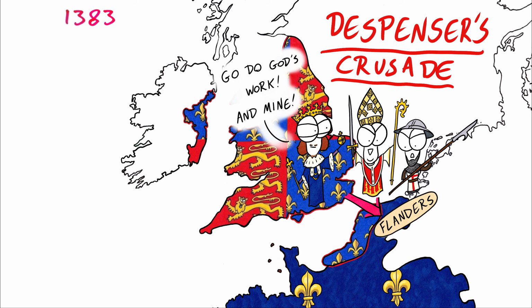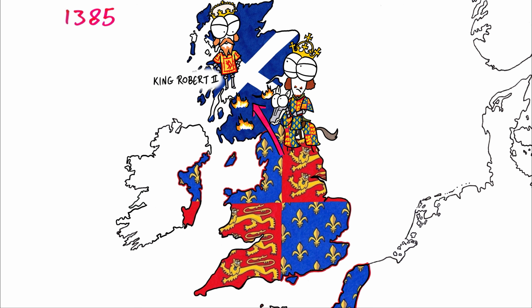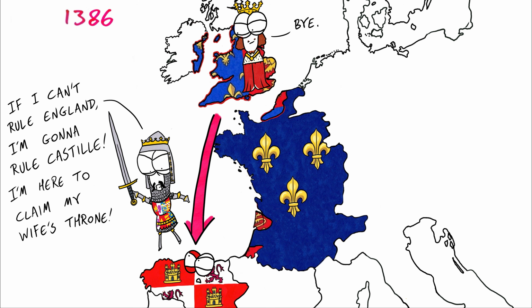Richard sent a crusade force to take Flanders, and it failed. So he personally took a force to invade Scotland, and it failed. He was getting on less and less with his uncle, John of Gaunt, who eventually went off to try and claim the throne of Castile.